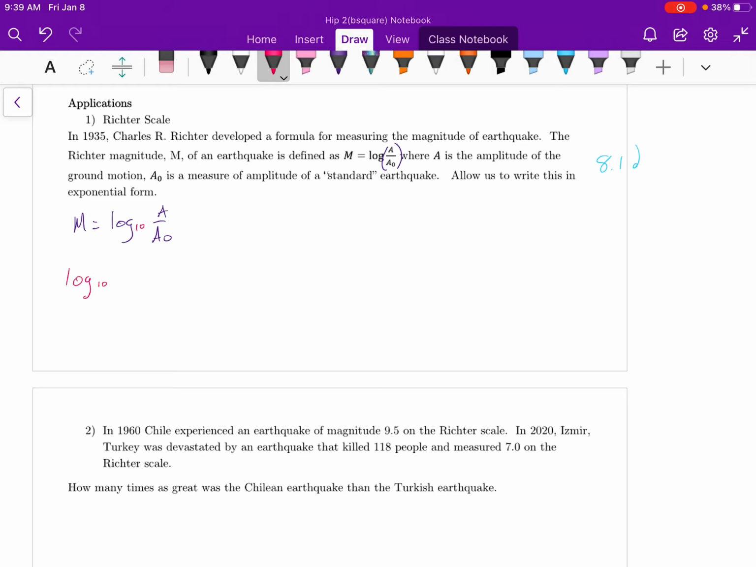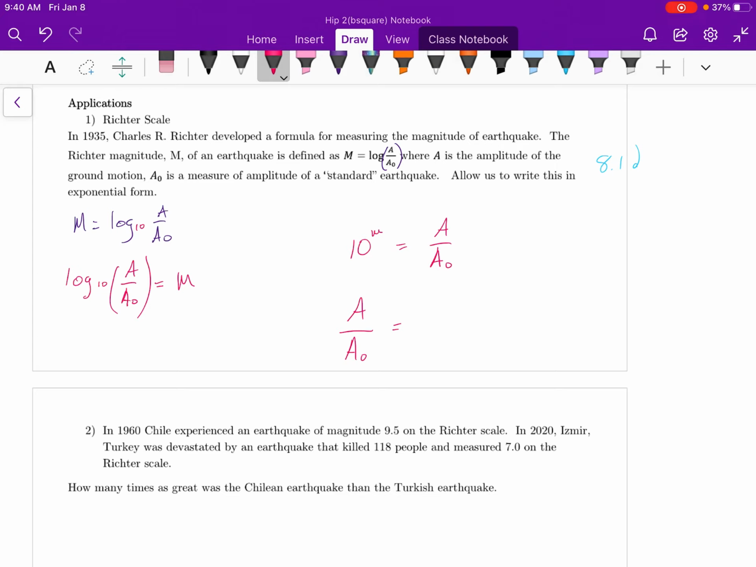I always find it more useful if I just change it so it looks like this. I like my logs on the left-hand side. That's just the way I am. So to change log into exponential form, we can just say 10 to the power of M is equal to A over A naught, where A is the magnitude of our current earthquake that we're discussing, and A naught is the magnitude of the standard. Really, really fascinating stuff, I think anyways.